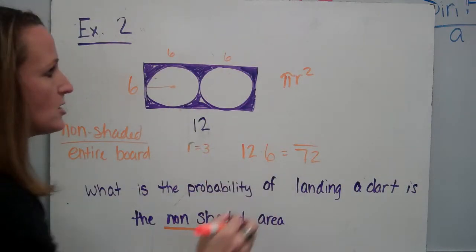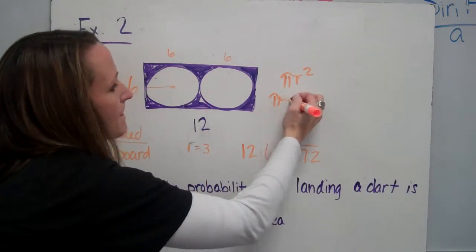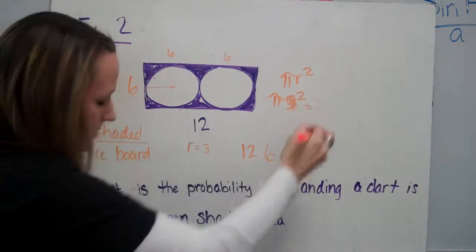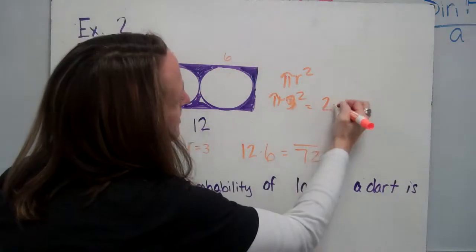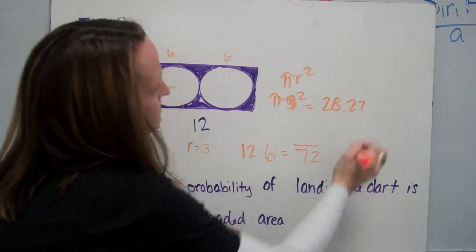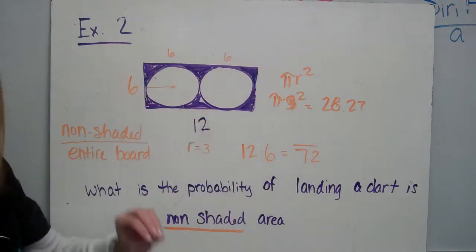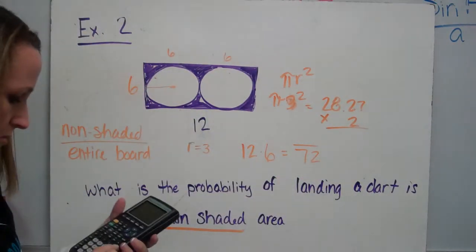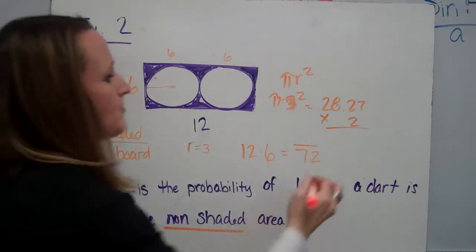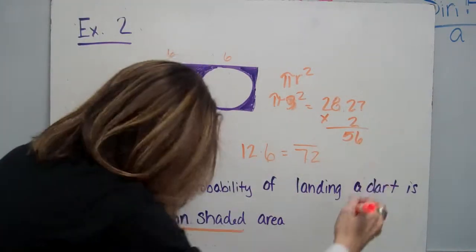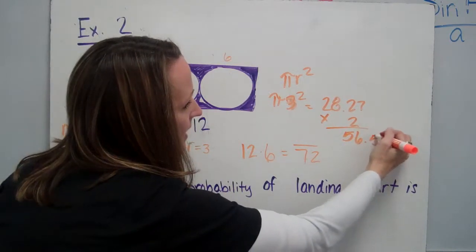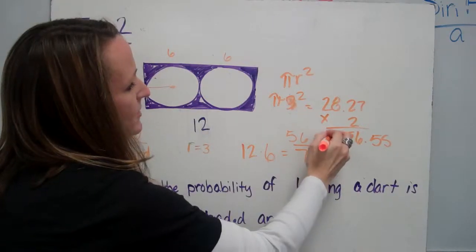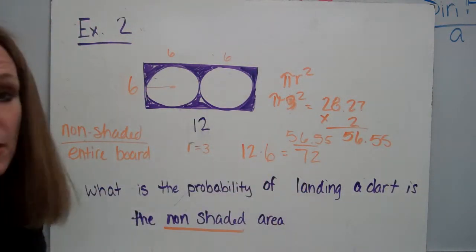Now we're correct. So pi r squared, if I did pi times 3 squared, we get 28.27. Well, remember, there's 2 circles. So I'm going to multiply this times 2. And that gives me 56.55. So up here, I'm going to say that my non-shaded region is 56.55. My whole board is 72.